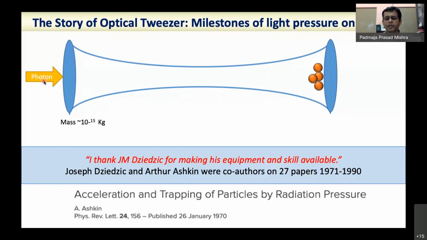Probably this is how he got the concept that, because the particles travel from this direction to this direction, it is definitely the photon that is responsible, and the momentum carried by the photon is responsible for moving the particle from this side to this side. So, what he did is he put another laser beam from this side.